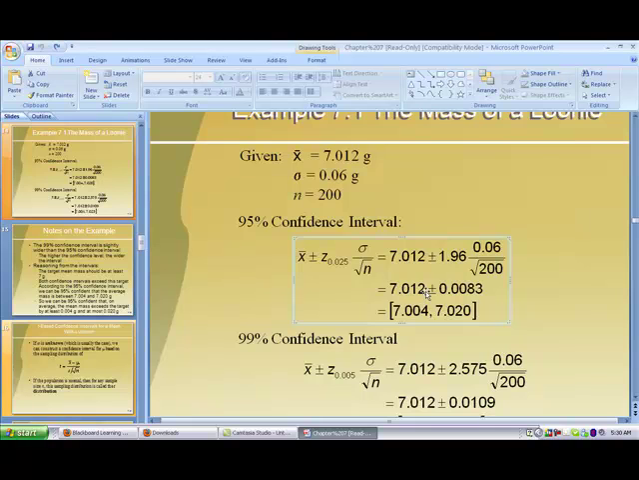Now, this is the smaller half, this is the bigger half. So 7.012 minus 0.0083 goes on this side, and plus goes on this side. It's just conventional to keep the smaller one here and the larger one here.